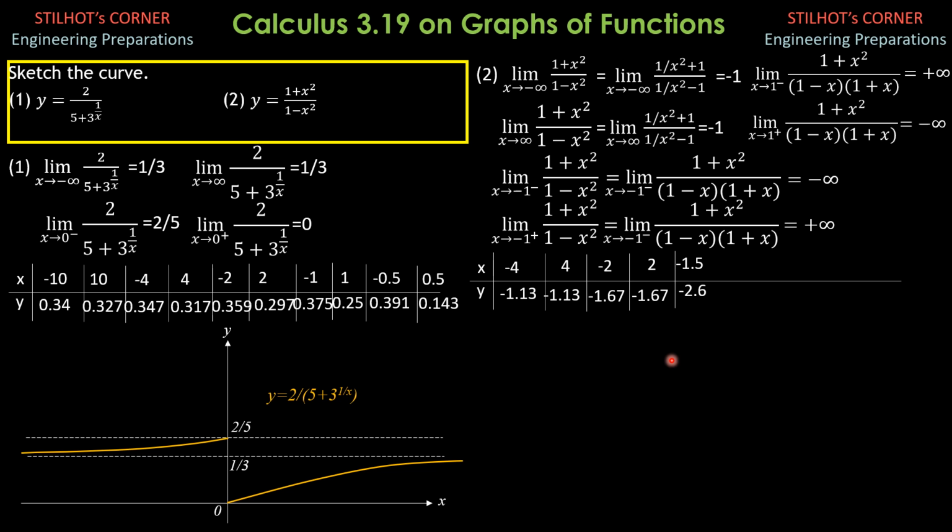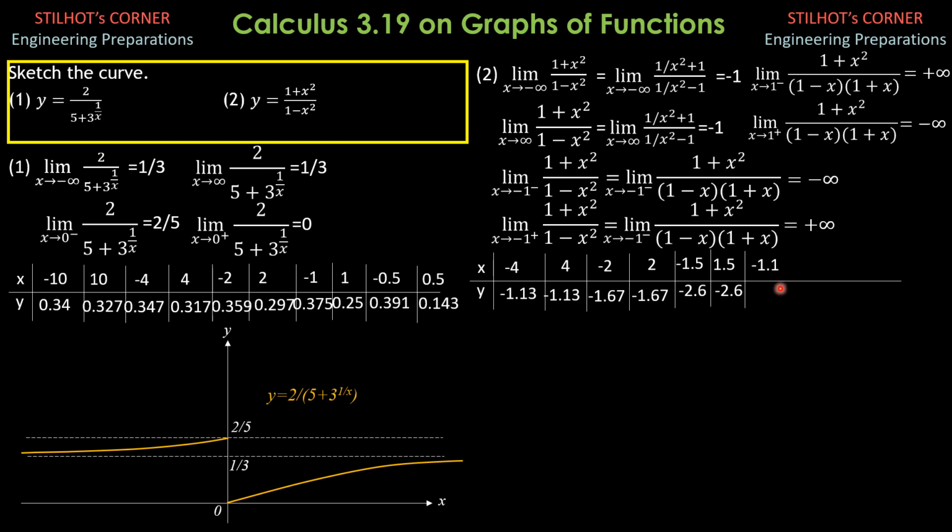Then when x is 0, not mentioned here, but we can easily evaluate when x is 0. So 1 plus 0 over 1 minus 0 is 1. So somewhere here. Then when x approaches 1 from the left, this one is positive infinity also. So the graph looks like this. And it is symmetric with respect to the y-axis. Since the graph in this portion looks like this, we expect that the graph will look like this.